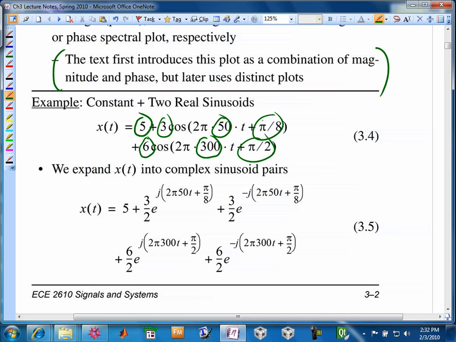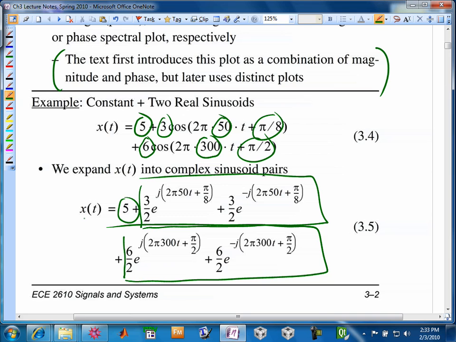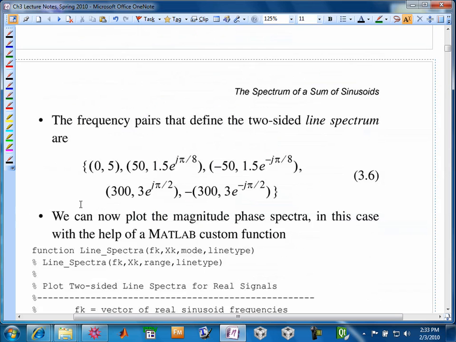So if you expand that out using Euler's inverse identity, which is in the next equation there, you can see that the constant doesn't expand at all, but that first cosine breaks into two complex sinusoids, one spinning counterclockwise, the other clockwise, so one at positive, one at negative frequency. And then the second sinusoid breaks down into these two terms. And then we just get the frequency pairs, the frequencies and the amplitudes from that. So here's the pairing right here.